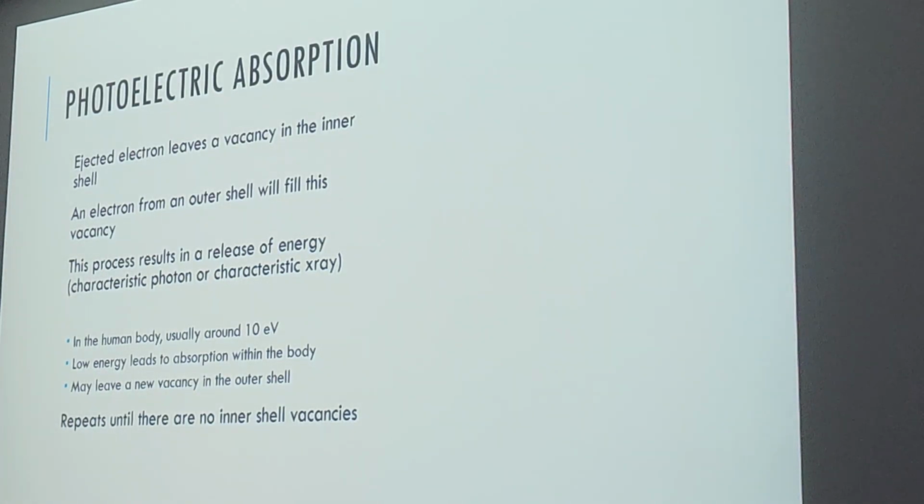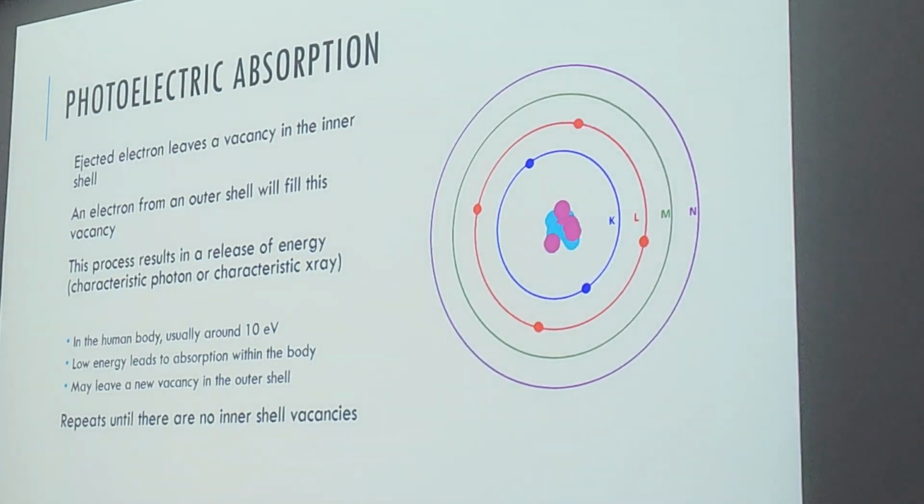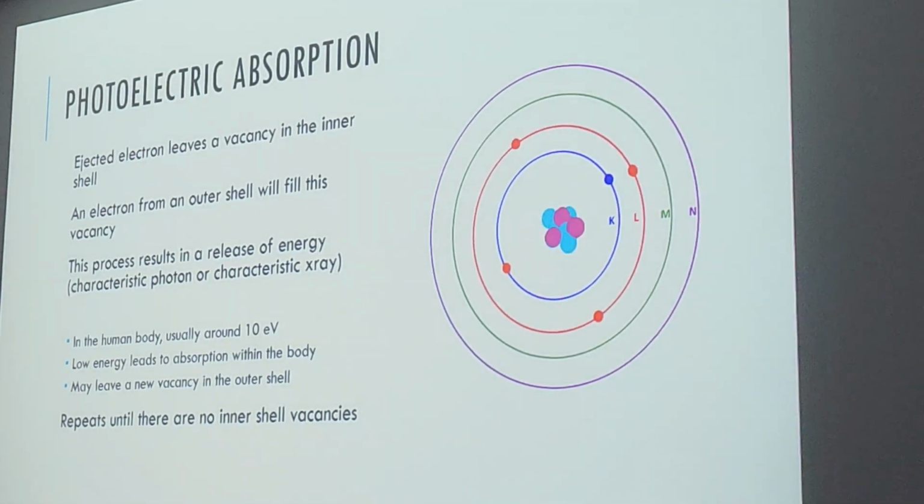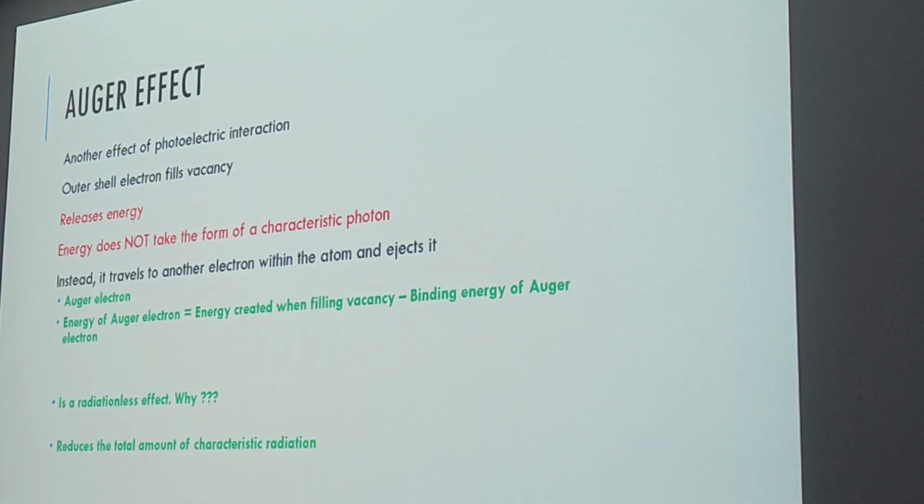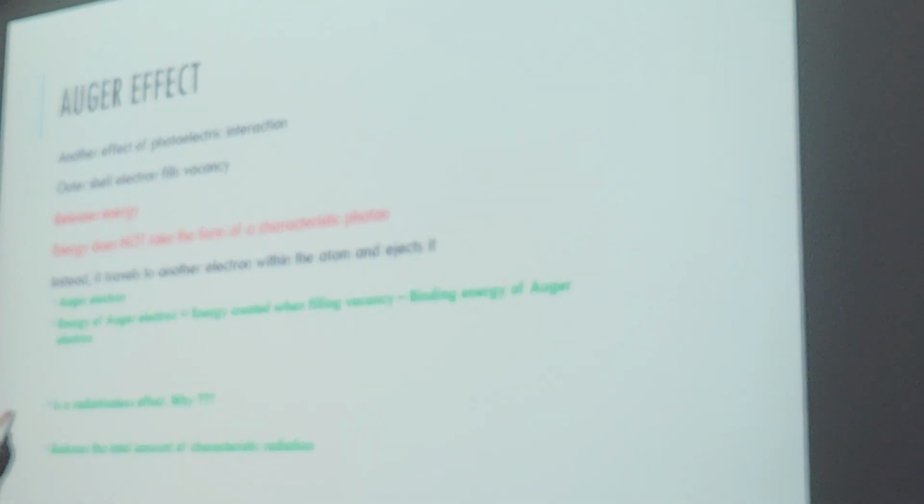Yes, so in this process, an outer shell electron jumps in and fills the vacancy in the inner shell, and then energy is released. Normally it's released as X-rays, but in this effect, when the outer shell jumps in to fill the vacancy, we're not releasing energy as X-rays. Instead we're creating the Auger effect, where it just kicks out another electron. That's it.